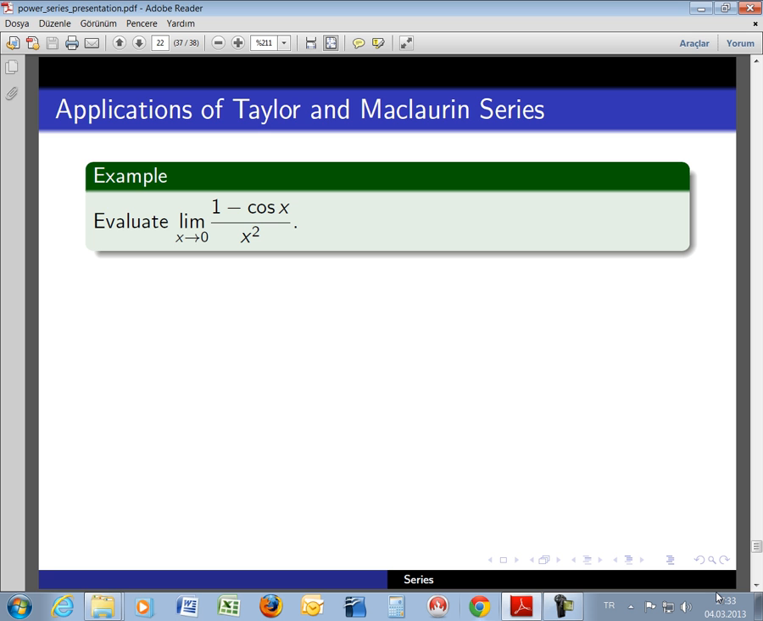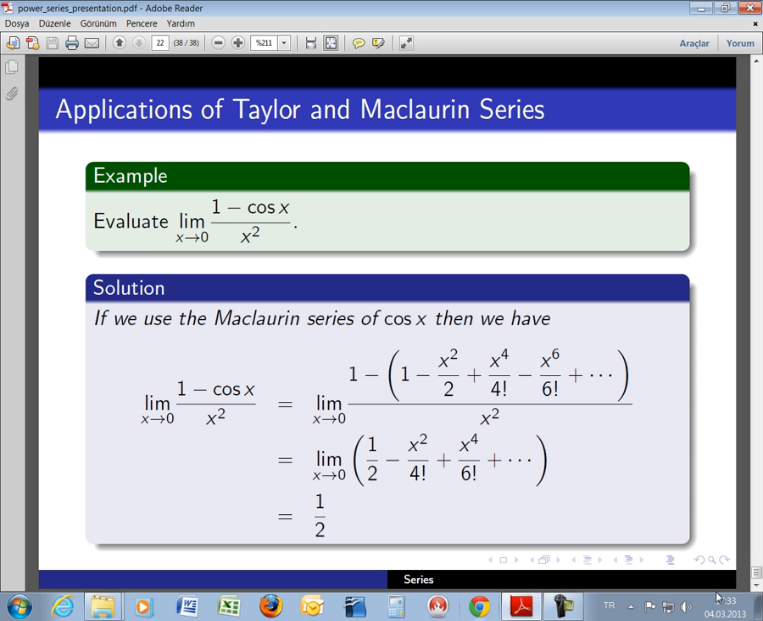Another example is the evaluation of the limit as x goes to 0 of 1 minus cosine x over x squared. Again, we can write the Maclaurin series of cosine x, which is 1 minus x squared over 2 plus x to the 4 over 4 factorial minus, and so on. If you simplify this ratio, we have the limit as x goes to 0 of 1 over 2 minus x squared over 4 factorial plus x to the 4 over 6 factorial, and so on. If you put 0 for x, it gives us the value 1 over 2.